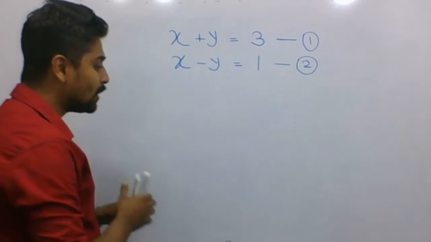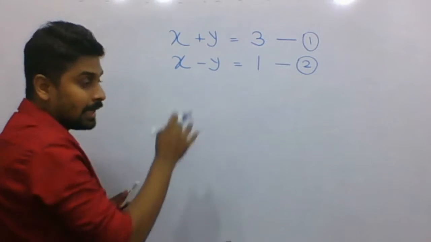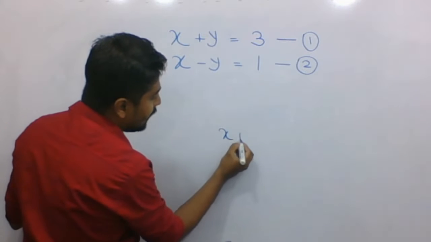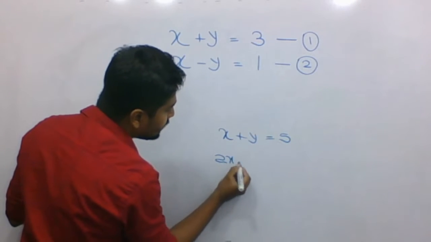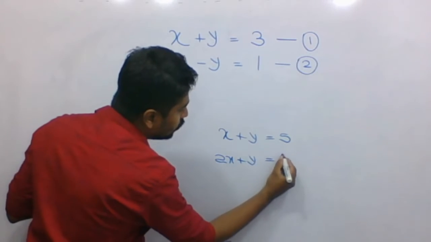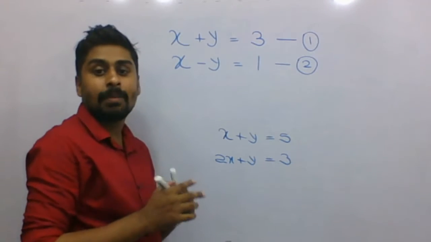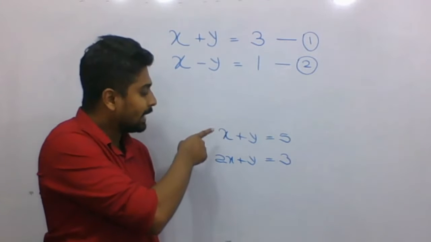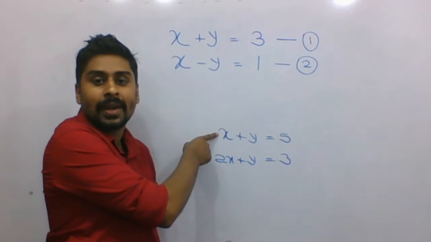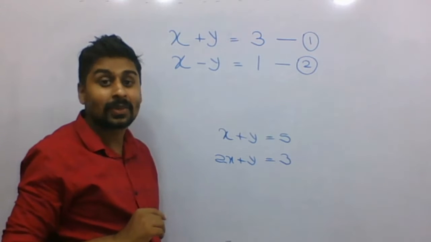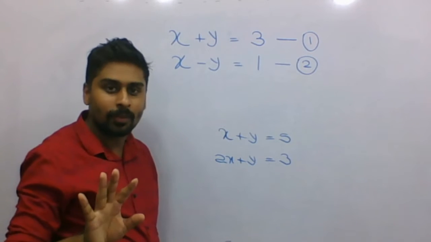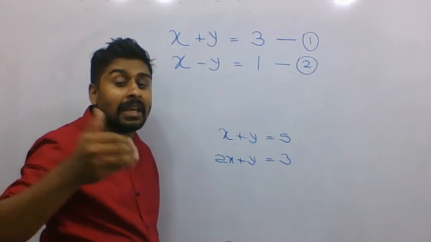Okay, the next one, I will show you another example. Look at x plus y equals 5, 2x plus y equals 3. Now tell me, what can you say about the coefficient of x? Here 1, here 2. Is it the same? It is not the same. So can you remove it? You can remove it, but it takes an extra step.